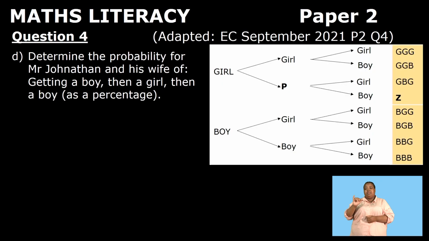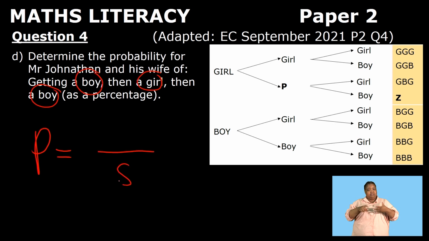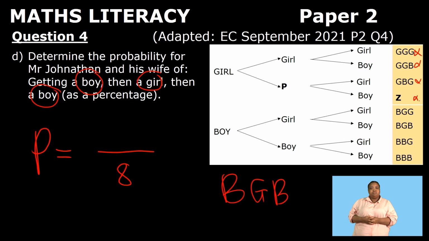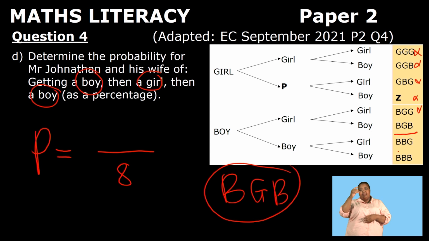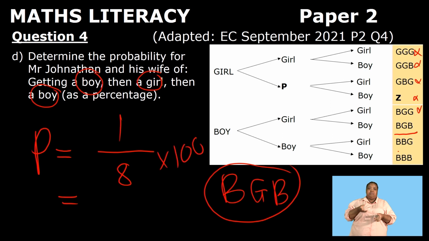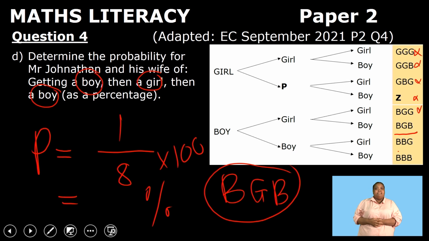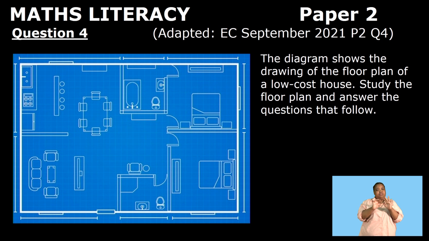Determine the probability for Mr. Jonathan and his wife of getting a boy, then a girl, and then a boy as a percentage. Now remember, we always start with our formula. There are 8 possible answers, and we want a boy, then a girl, and then a boy. So it's not going to be that one. Look for the successful ones. Boy, girl, boy. Yes, that's what we want. No and no. It needs to be in the specific order. So it's going to be 1 over 8. And then you multiply by 100 to get your answer as a percentage. Let's look at the last examples.